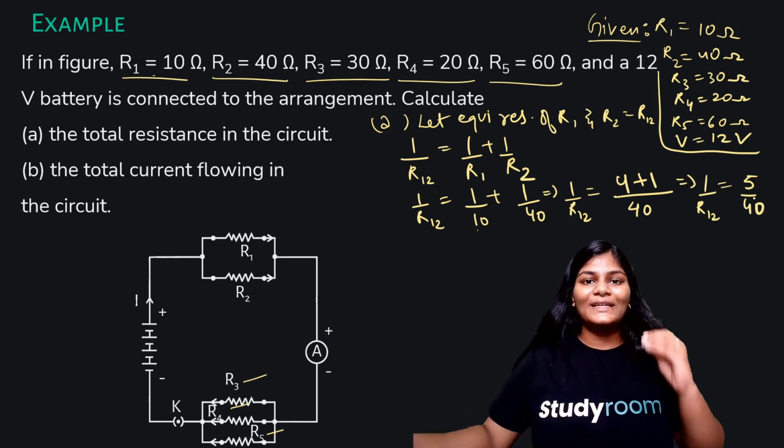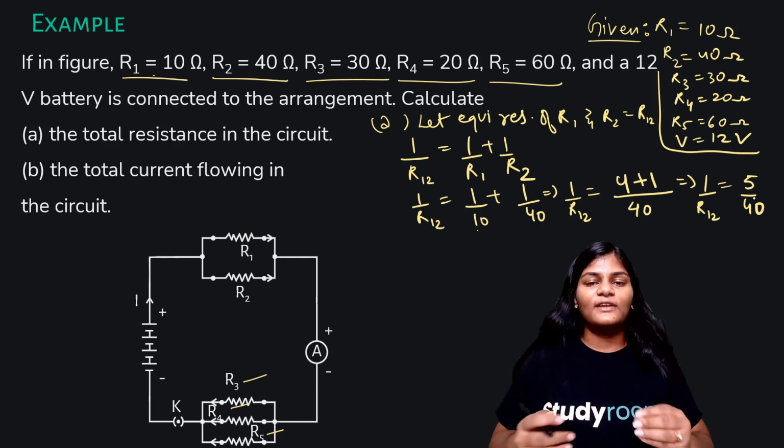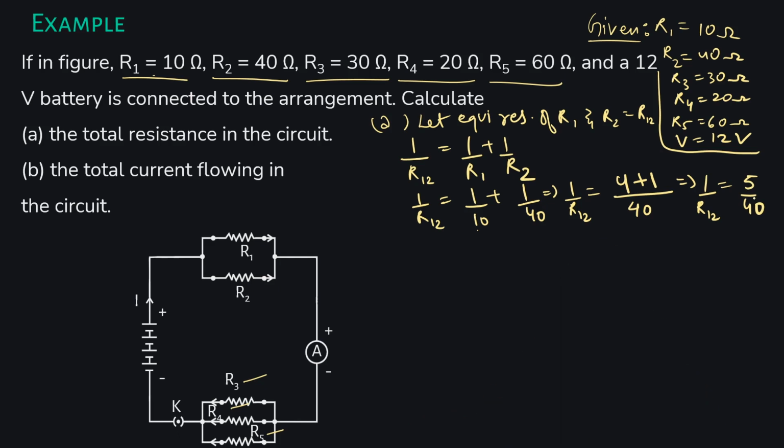The only thing that you have to be very careful about when calculating a parallel combination is that it is in the denominator. It is actually the reciprocal that you have to take at the last step. Don't take R12 is equal to 5 upon 40. No, it is 1 upon R12. So you have to take the reciprocal of it to get R12. This is the mistake that students mostly make when it comes to parallel combination calculation.